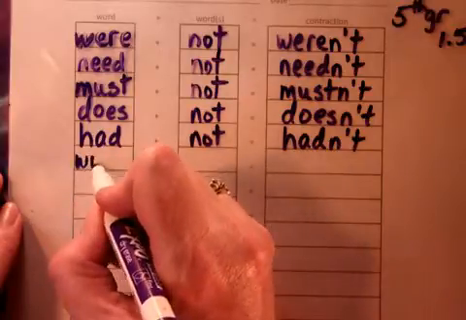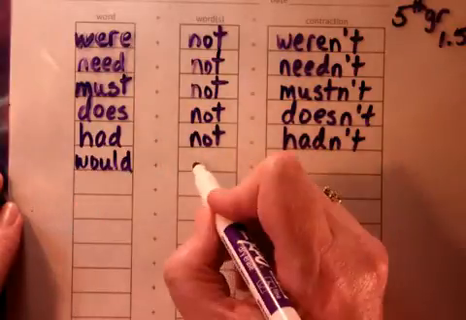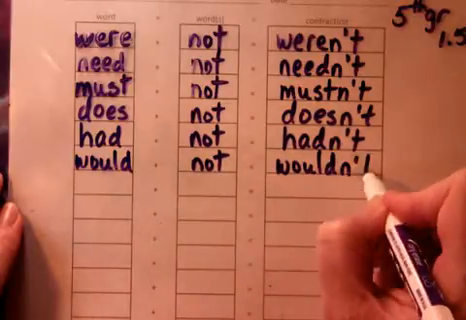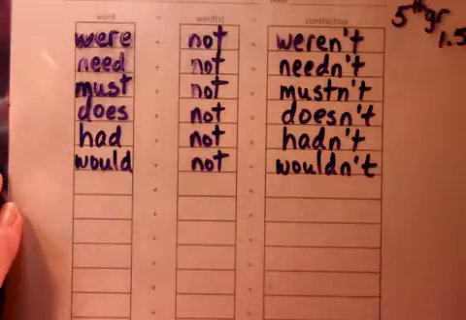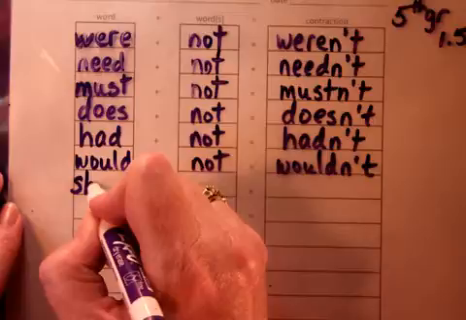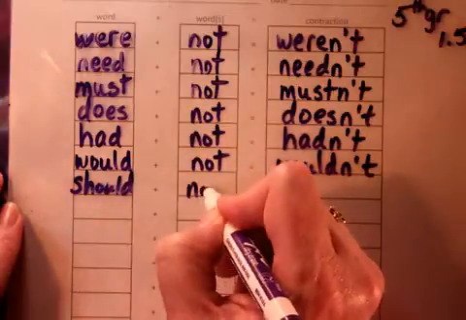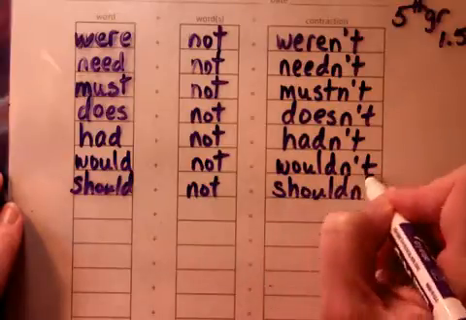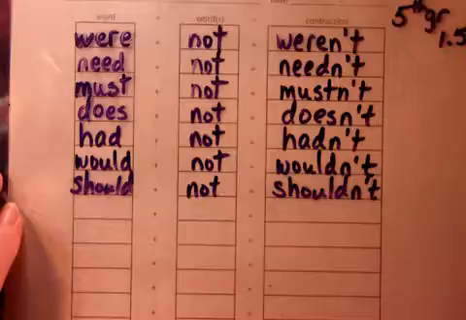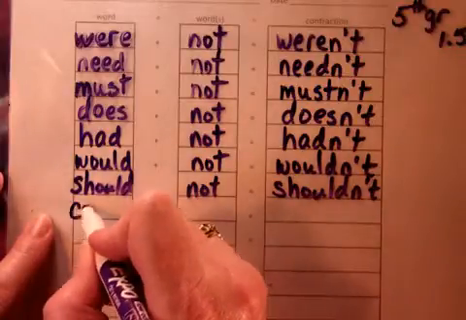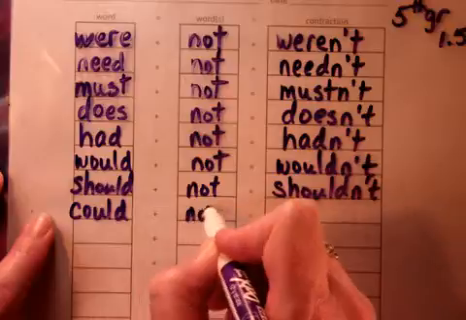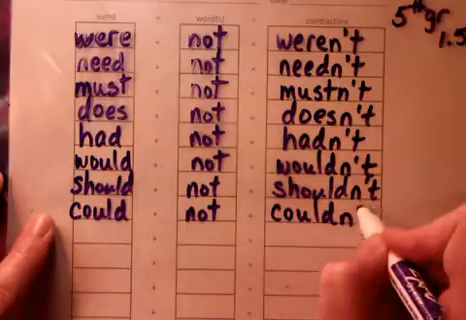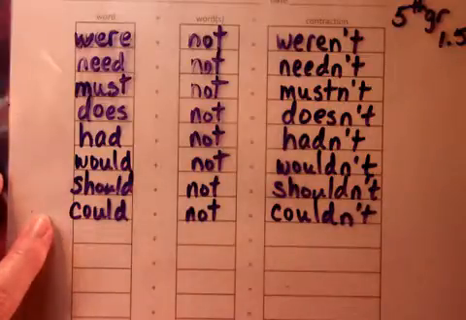Would and not. So we put would, N, apostrophe T, wouldn't. Should not. So we put should, N, apostrophe T, shouldn't. Can you guess what's going to happen to could and not? It's going to be could, N, apostrophe T, couldn't.